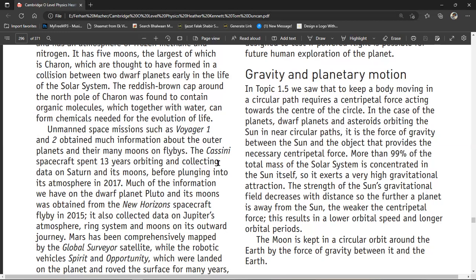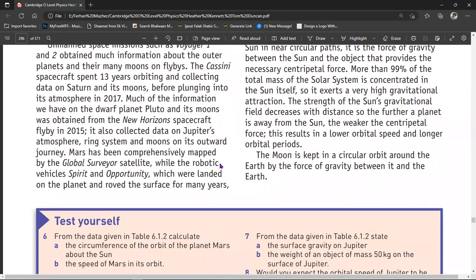The moon is kept in a circular orbit around the earth by the force of gravity between it and the earth.